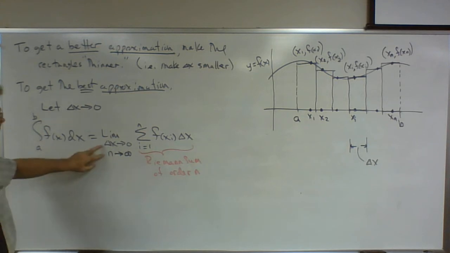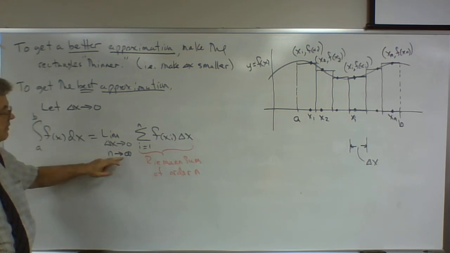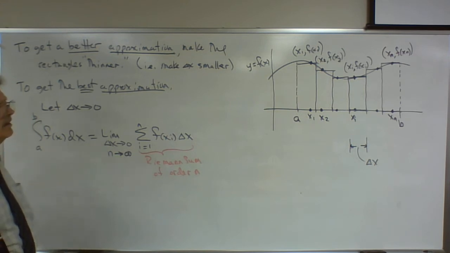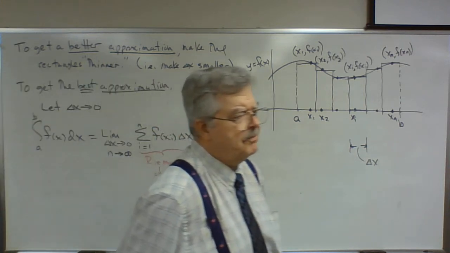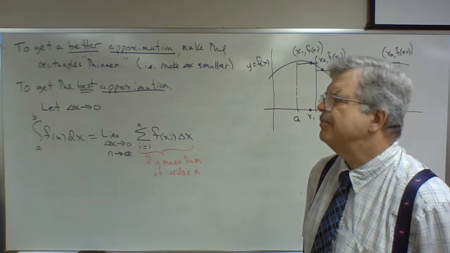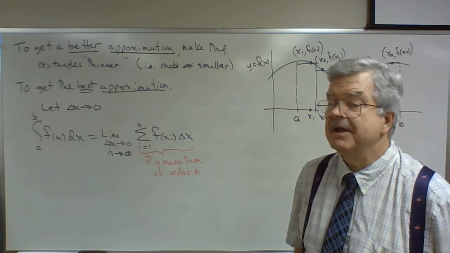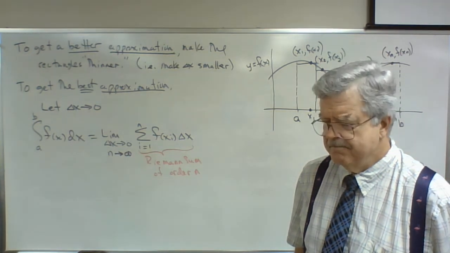And of course, these two things are related. Delta x is b minus a over n. So as n goes to infinity, delta x automatically goes to 0. Now this gives us an idea of how we can compute definite integrals numerically.